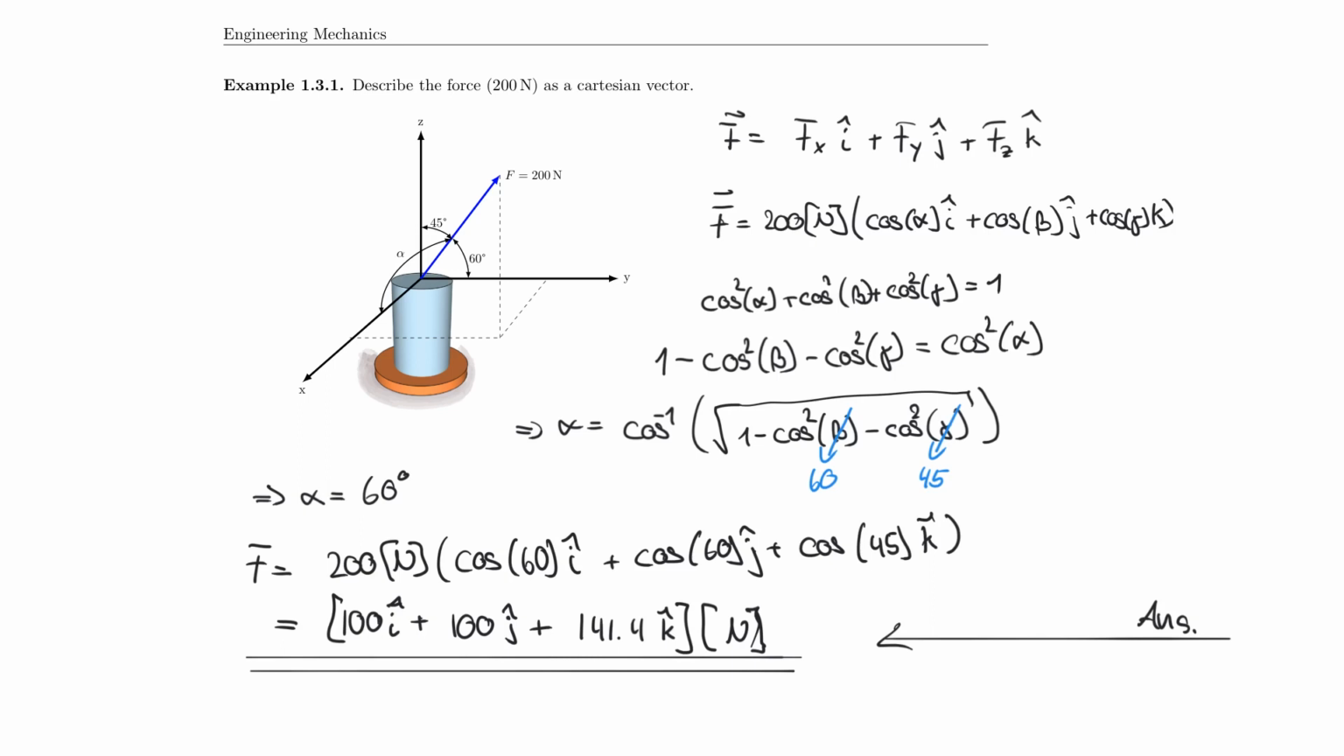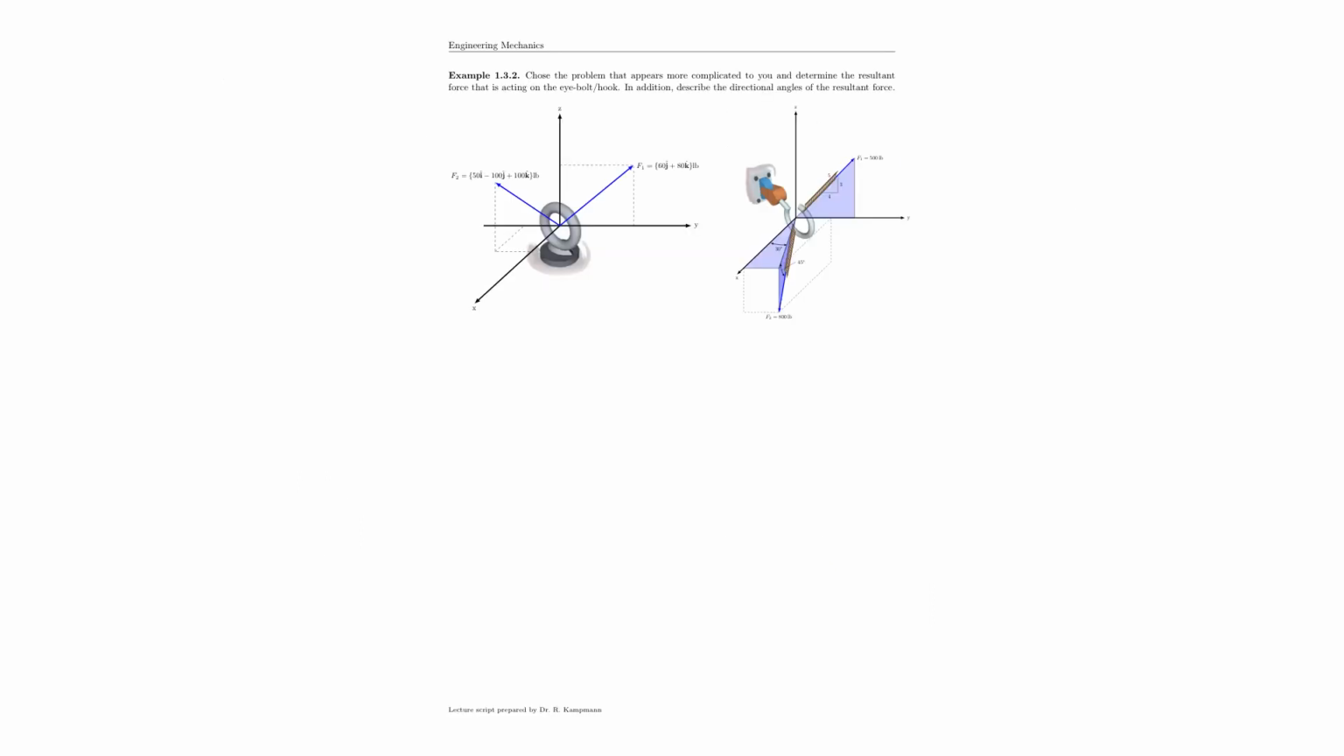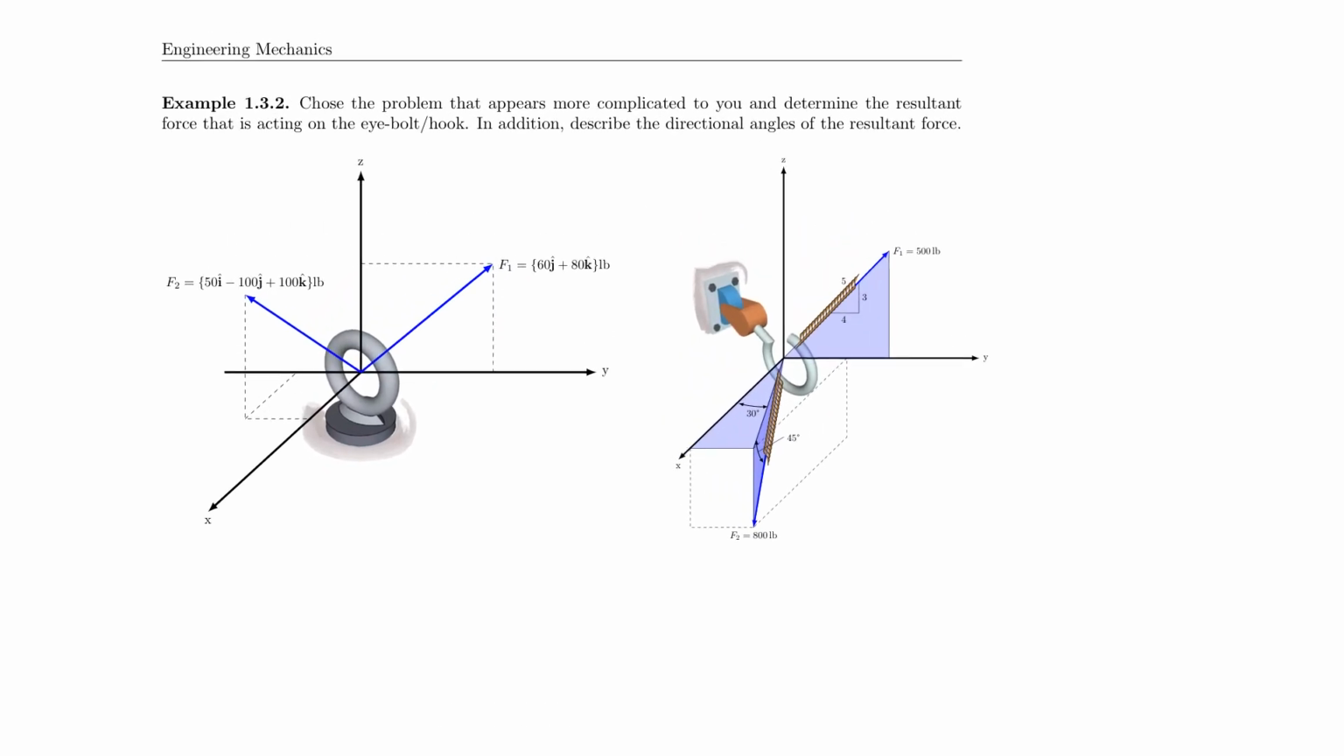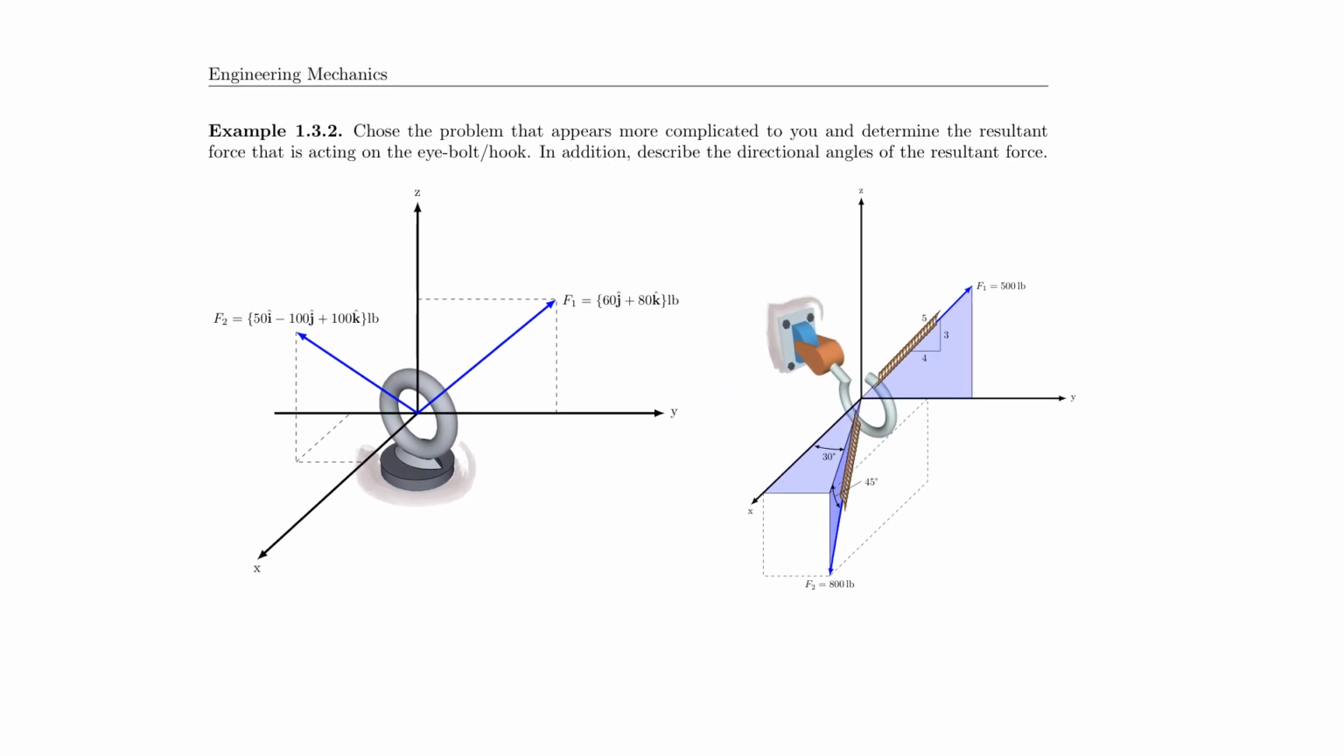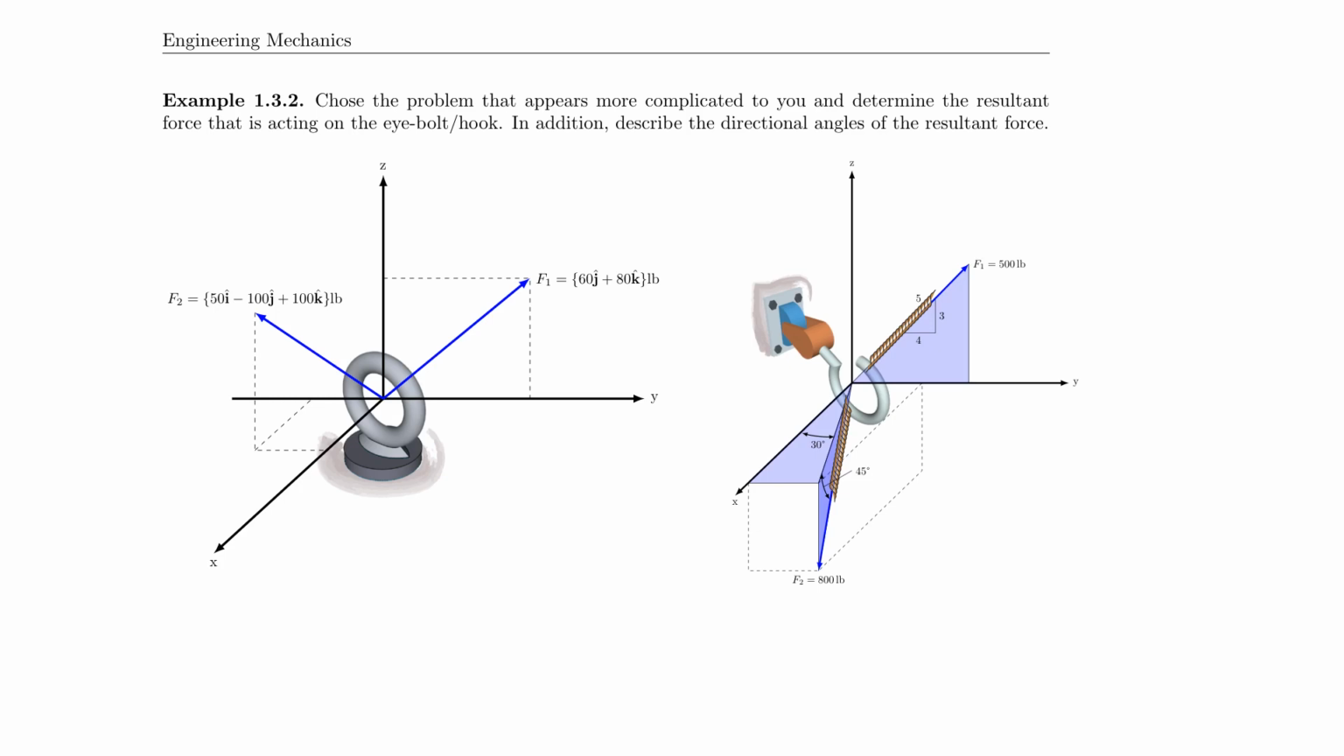Let's do that. So now that we have an initial understanding of 3D vector description and the possible traps that we could fall into with the angle description in 3D, we can actually move on to solving real engineering mechanics problems. So you see actually 2 problems here, and if you read the problem statement, it suggests that you should pick the more complicated one to determine the resultant force that is acting on either of the eye bolts or the hooks, and you should describe the directional angles.